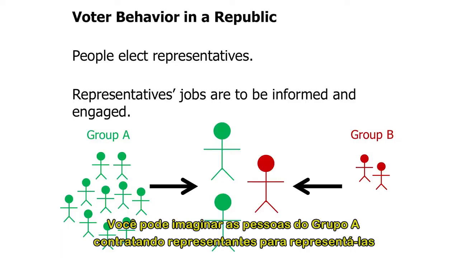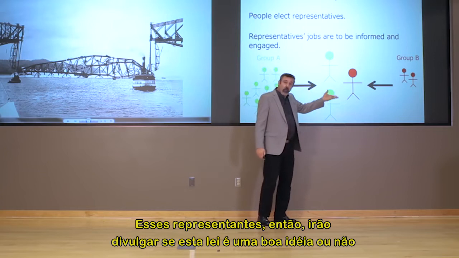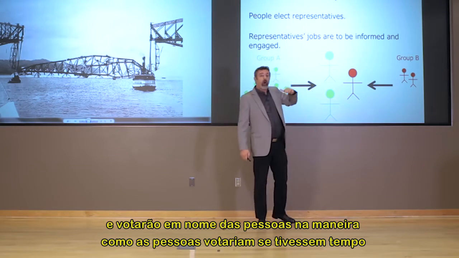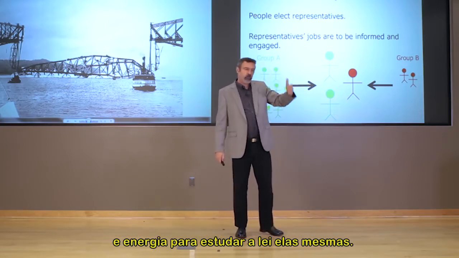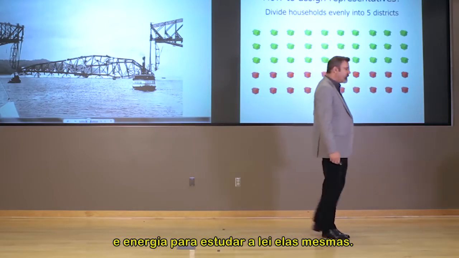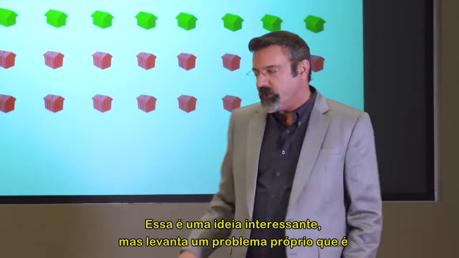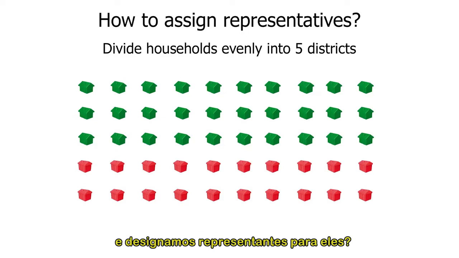So you could imagine the people in Group A hiring representatives to represent them, and the people in Group B hiring representatives to represent them. And these representatives then will hash out whether this law is a good idea or not and vote on behalf of the people in the way the people would vote if they had the time and the energy to study the law themselves. Well, that's an interesting idea, but it raises a problem of its own, which is how do we divide our populace into districts and assign representatives to them?